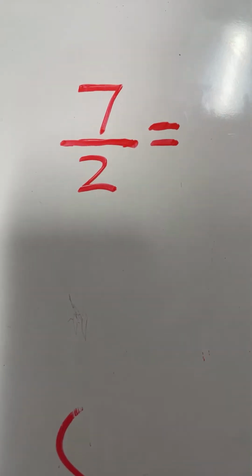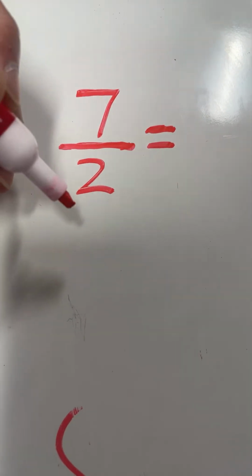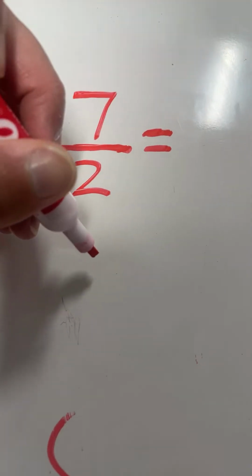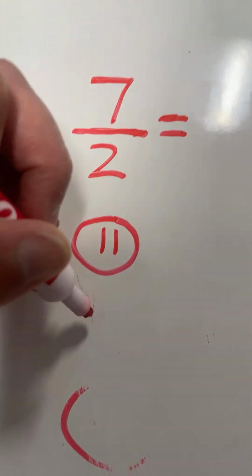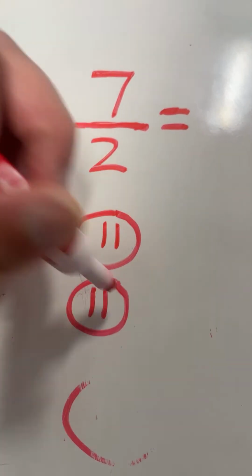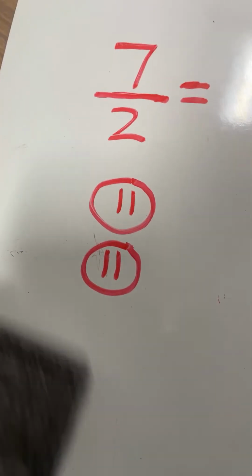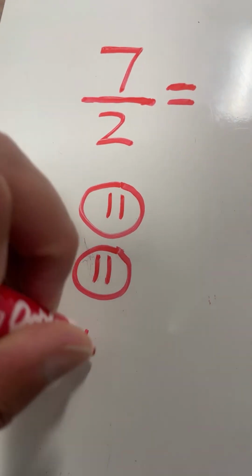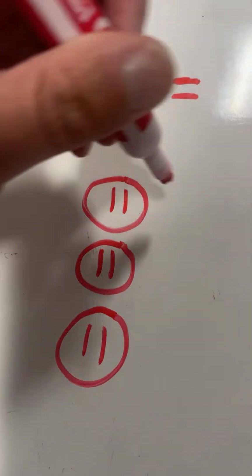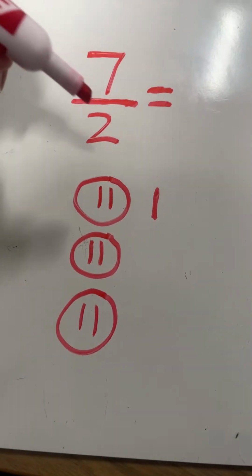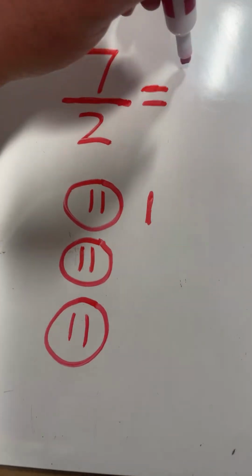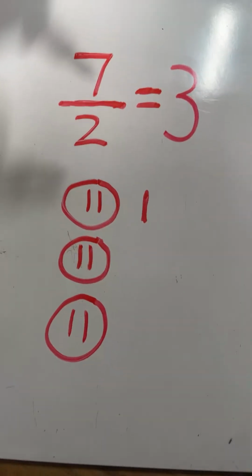7/2. So we're going to make 7 total tallies, and we're going to make them in groups of 2. So 1, 2. We have one group of 2. 3, 4. 2 groups of 2. 5, 6. 3 groups of 2. We now have our 7 total tallies. So we were able to get 3 full groups of 2. 3 is our whole number.